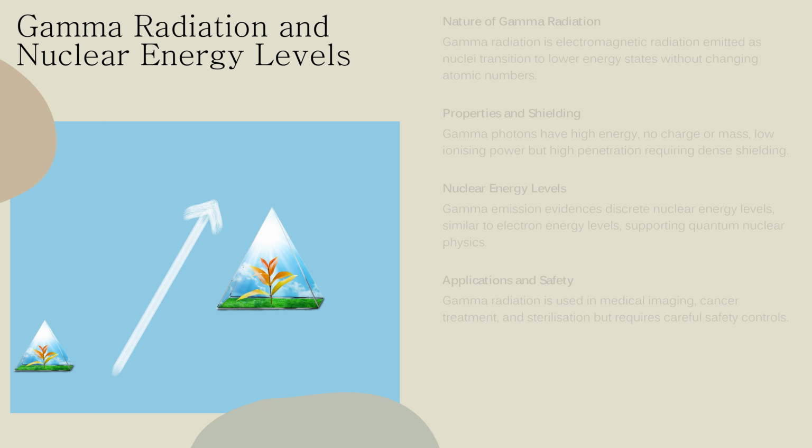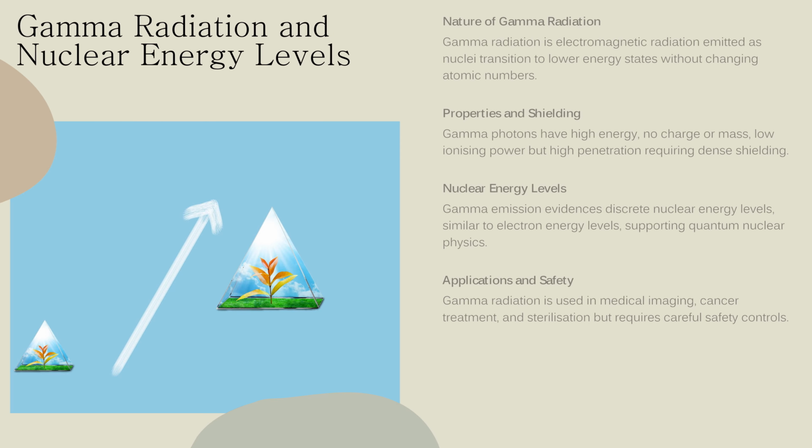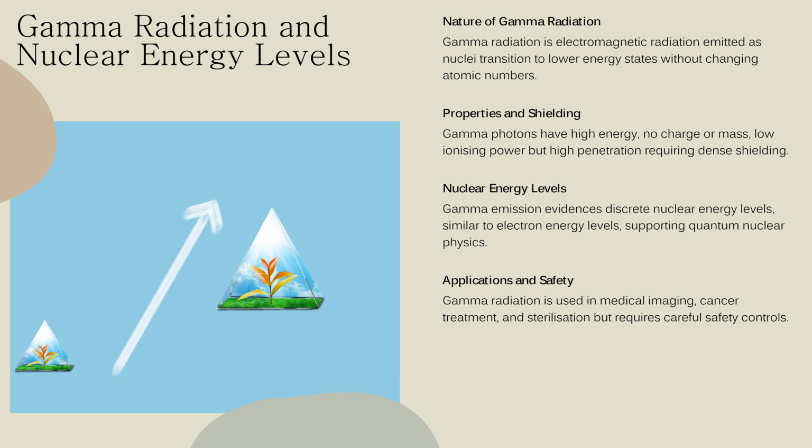Gamma radiation is a form of electromagnetic radiation emitted by an excited nucleus as it transitions to a lower energy state. Unlike alpha and beta decay, gamma emission does not change the number of protons or neutrons in the nucleus, so both the atomic number and mass number remain unchanged.